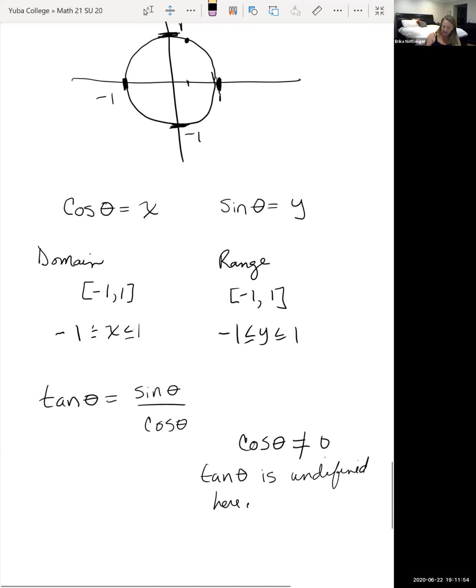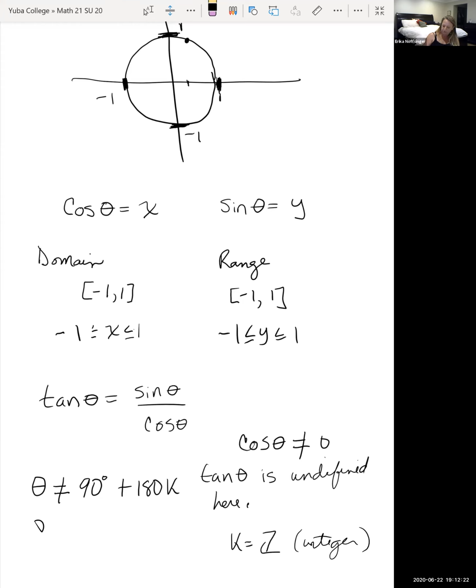So theta cannot equal, let's do it first in degrees, 90 degrees plus 180 k, where k equals an integer. Or theta cannot equal pi halves plus pi k.